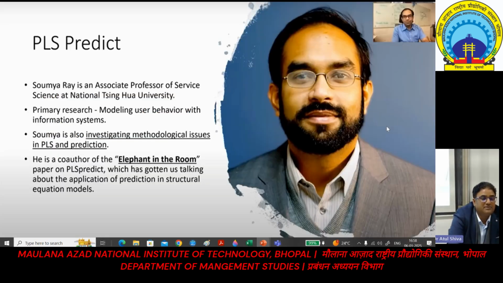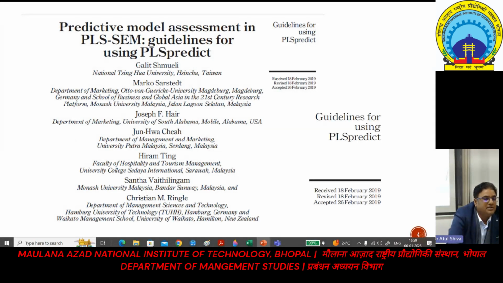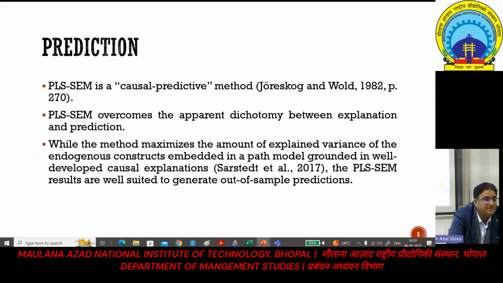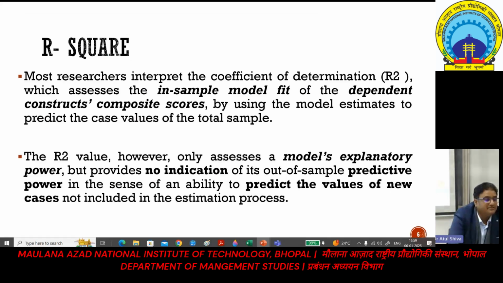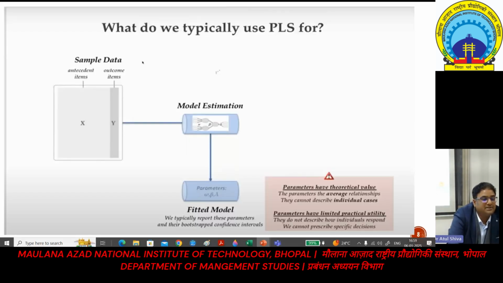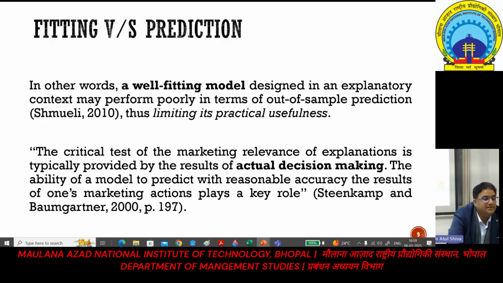With Soumya Ray from Taiwan, right? So he was teaching this course from his classroom, how PLS predict works. They said, this is the masterpiece paper. And then they said that our objective is not to find R square. Our objective is to find out what the predictive accuracy is. Fitting is R square. Prediction is PLS predict. You calculate R square, it's only a fitted model. Fitting is how Y and predicted Y are calculated, but fitting is not prediction.